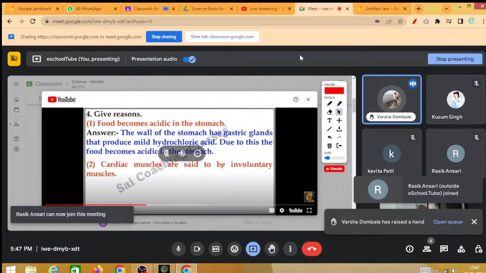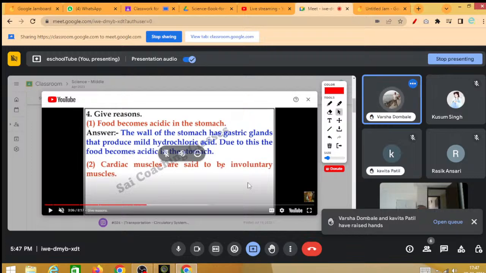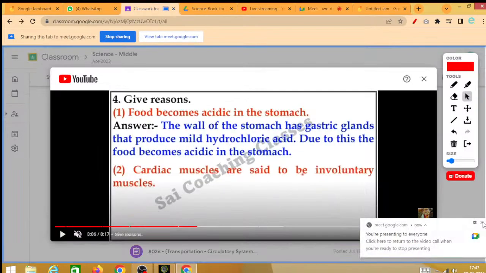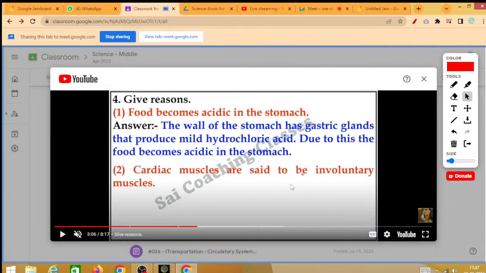Yes, ma'am. Cardiac muscles are said to be involuntary muscles. Give reasons why. The cardiac muscle or the heart muscle does not work according to our will. It works throughout our lifetime. The muscles contract and relax on their own. We cannot control the cardiac muscles. They work on their own, so they are involuntary muscles.